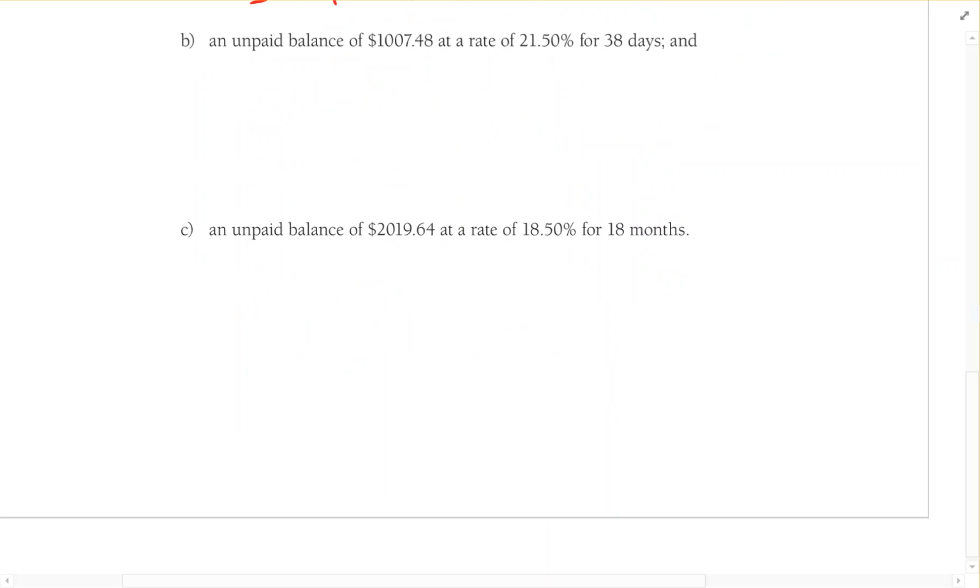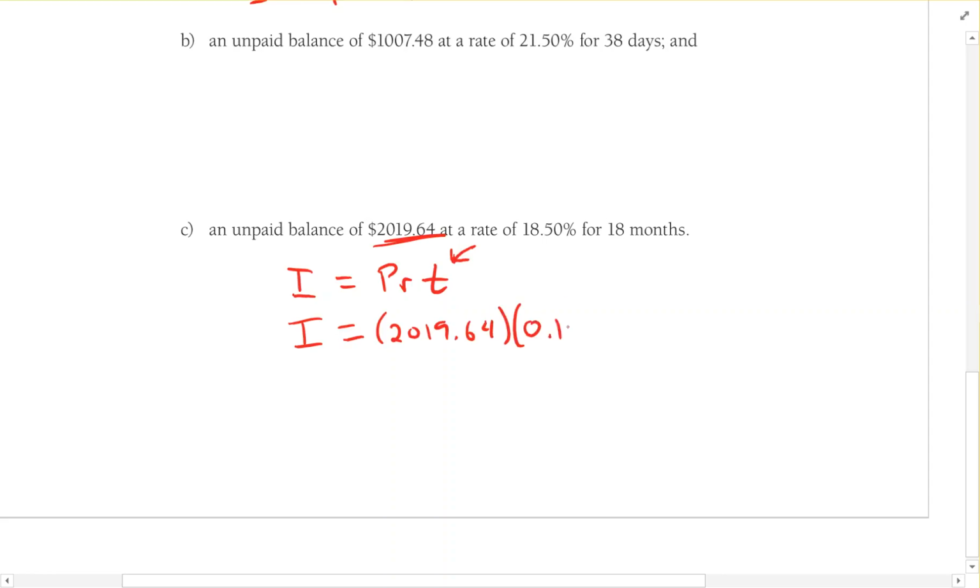Okay, C. The only difference here is we're still going to go I is equal to PRT. Remember, T is in years, though. That's the kind of thing we have to remember here. So I is equal to, our principal is going to be 2019.64. Our rate as a decimal is going to be 0.185. And now 18 months.